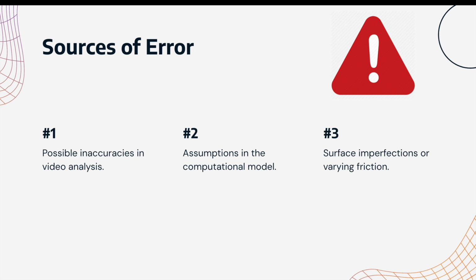So there could be some source of error. Possible sources of error in this experiment could include inaccuracies in the video analysis or assumptions made in the computational model. For instance, if there was a slight incline or if the friction was not perfectly uniform, these factors could slightly affect the skateboard's motion.